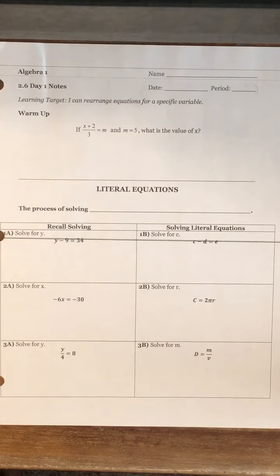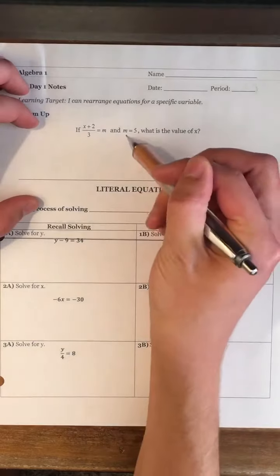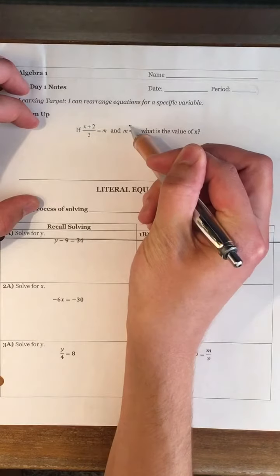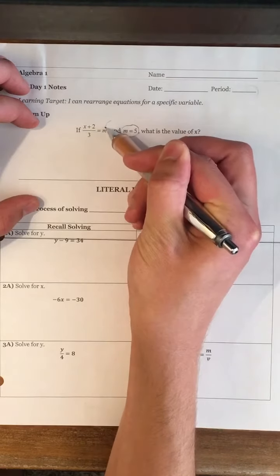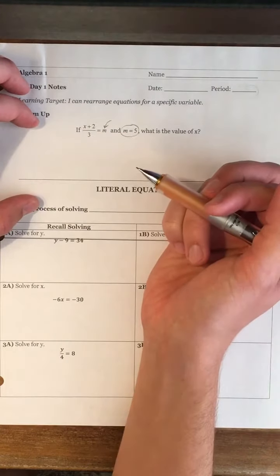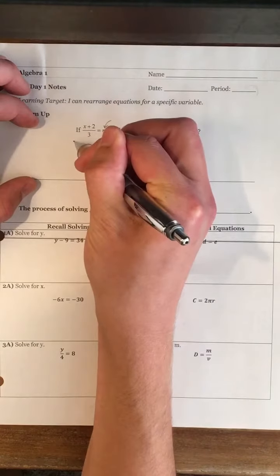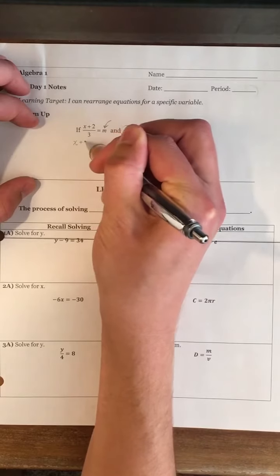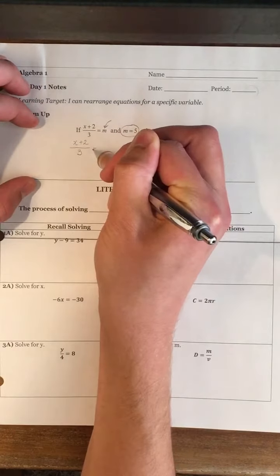So this is a type of problem that we should already be able to do given lessons from last week on proportions. So we're given some really important information here, the fact that m is equal to 5. So wherever we see an m in this equation, specifically right here, we're going to get rid of it and write 5 instead because we know that m is 5. So I'm going to go ahead and rewrite this equation. So (x + 2)/3 is equal to 5.